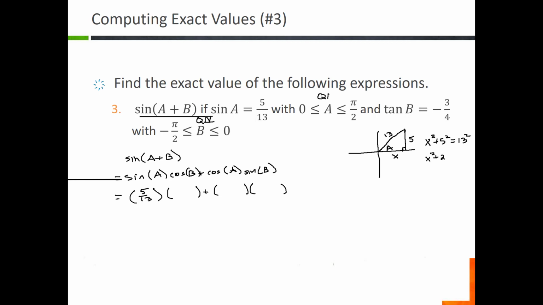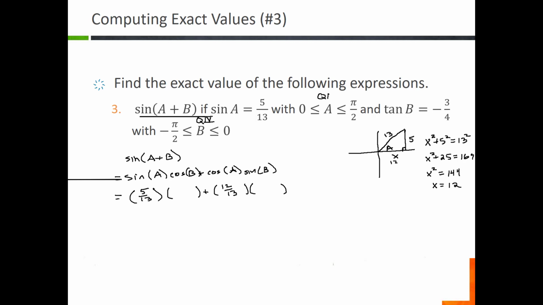So x squared plus 25 has to equal 169. And then if we subtract the 25 from both sides, we have x squared is equal to 144, which means the adjacent side x is 12. Okay, so we know this is 12 here. So cosine of angle A is going to be 12/13. And so that gives me 2 of the 4 values that we need to complete this.